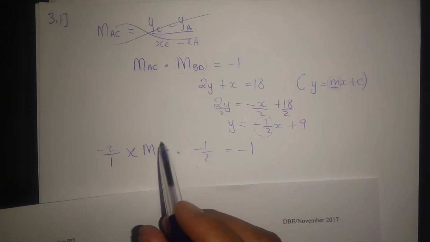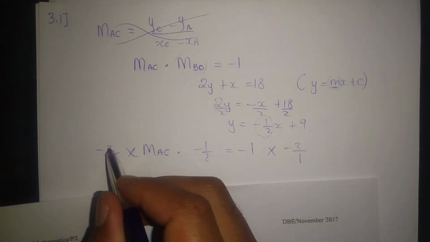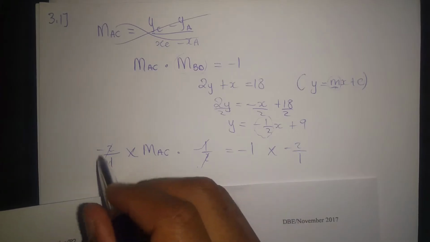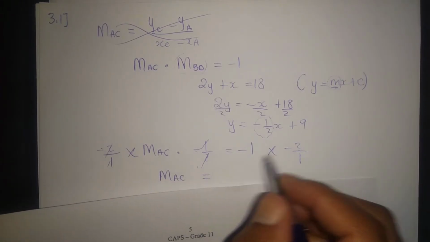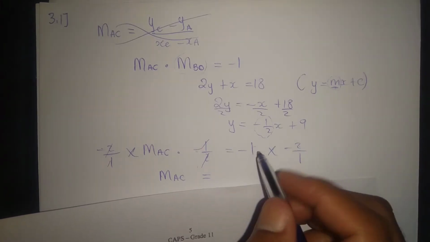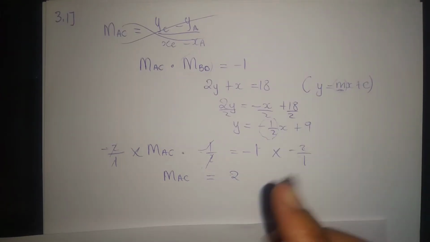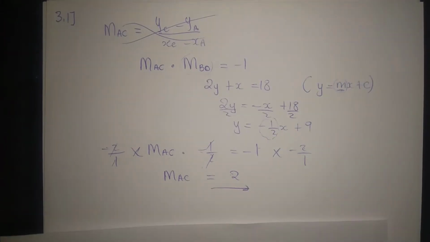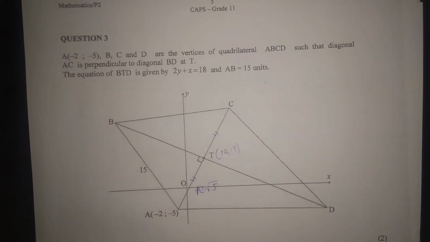I also find the gradient of AC here. So therefore it's minus 2 over 1. Cancel, a negative and a negative is a positive, so AC is negative 2 over 1 times minus 1, it's what? It's 2. So the gradient of AC is what? Is 2. So therefore 3.2: determine the equation of AC in the form y is equal to mx plus c.